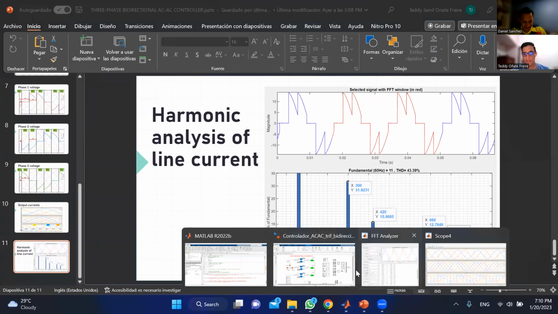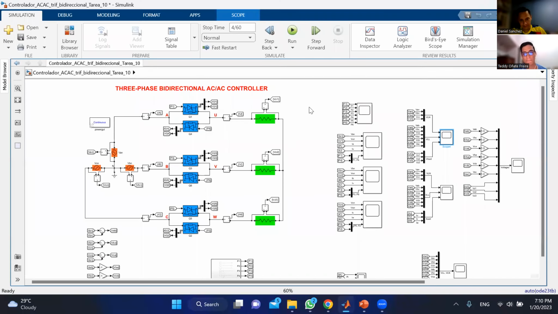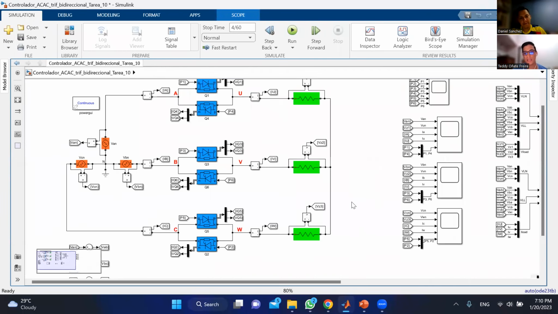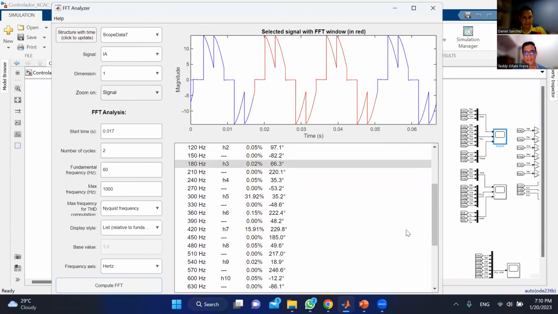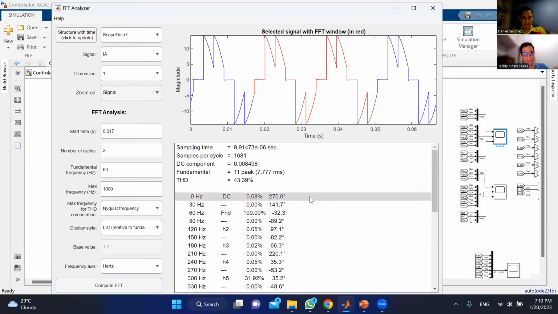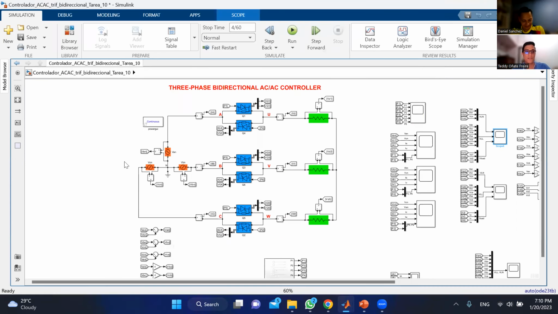So we have here the Simulink with our circuit, and we analyze the THD with this Simulink tool, the FFT analyzer, and we can appreciate what I talked about recently. And the THD is about 43.39%. It's not a good THD, and it's because of the waveform of the current. So this is the analysis of our circuit with the 3-phase bidirectional AC-AC controller. Thank you.